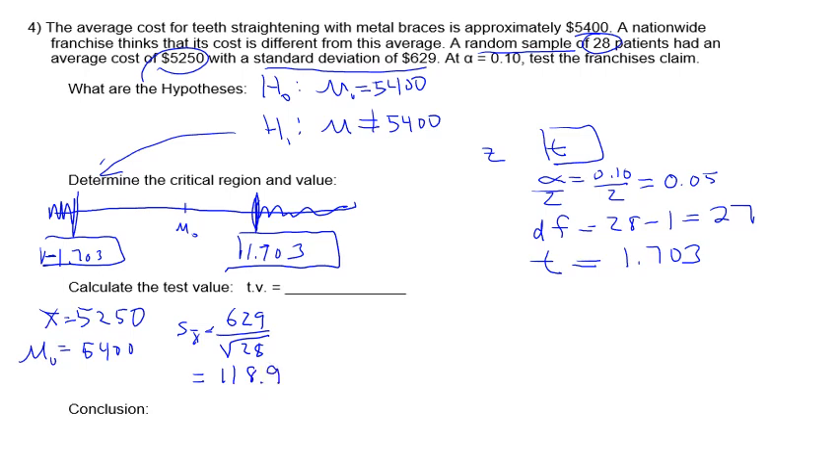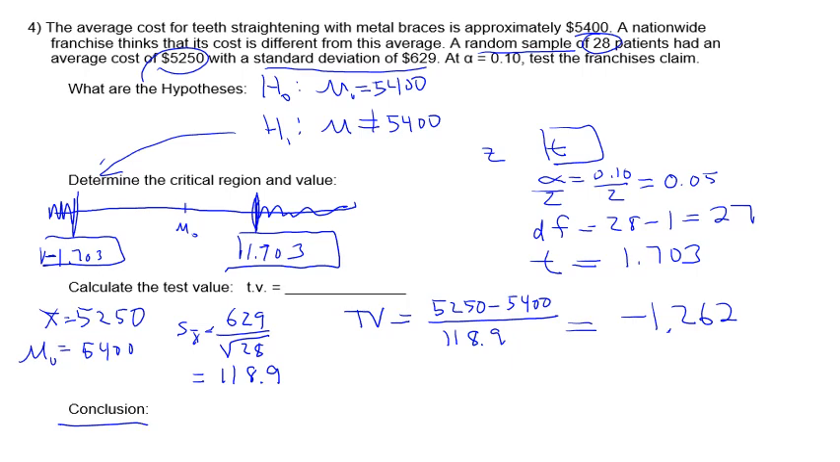So now our test value is 5250 minus 5,400 divided by 118.9. Do your math, and you'll get negative 1.262.